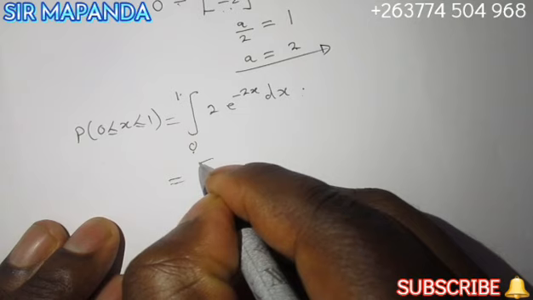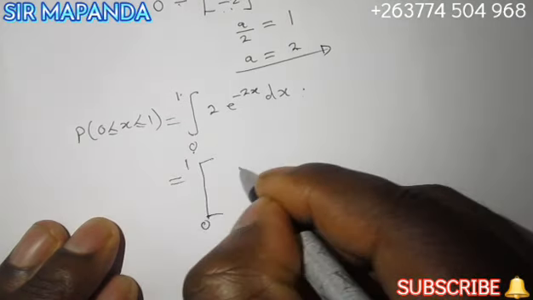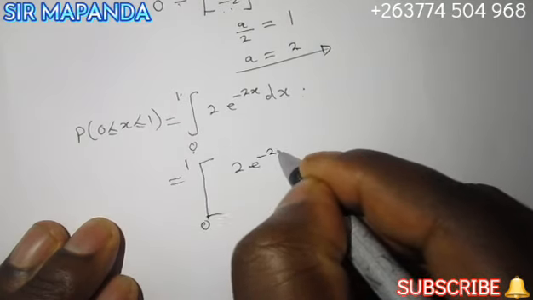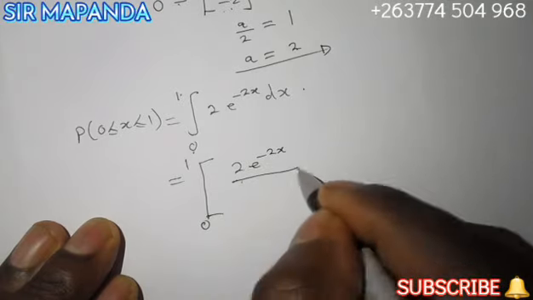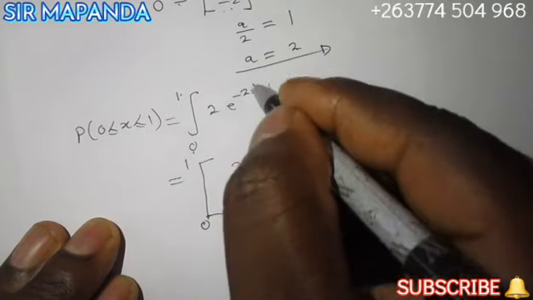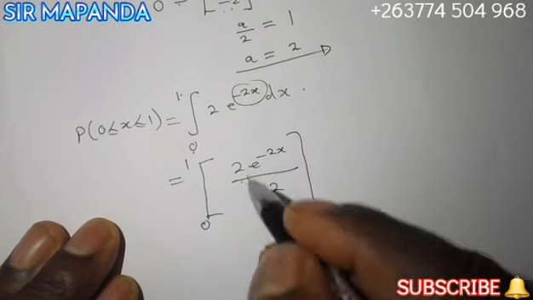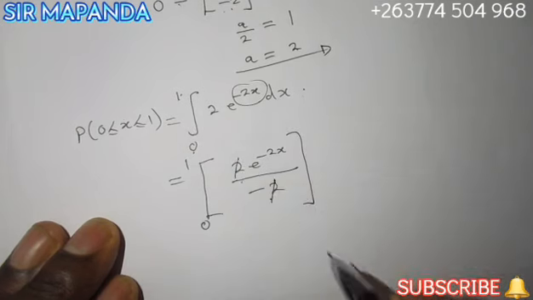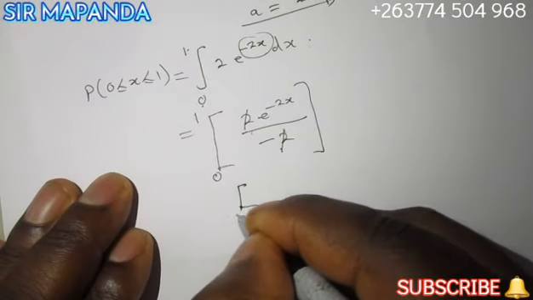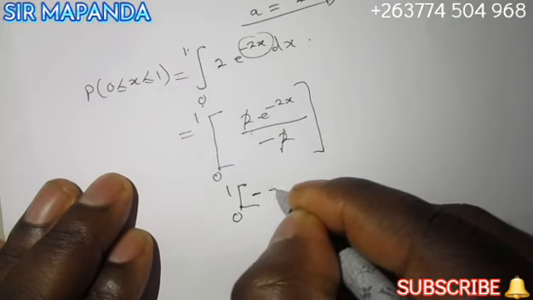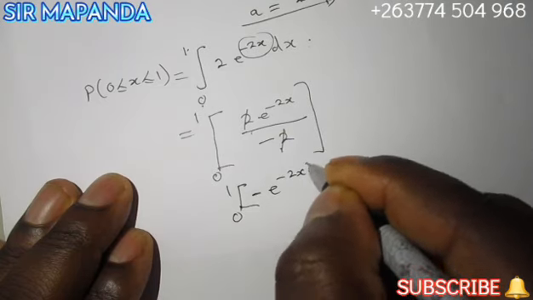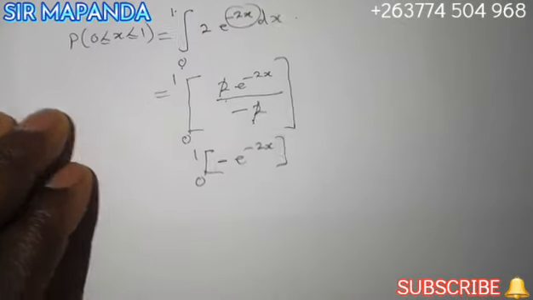So remember, to integrate an exponential, write down the exponential as it is divided by the derivative of the power, which is minus 2. Something like this. In this case, you can notice that 2 and 2 cancel out each other, leaving you with negative e to the power of minus 2x. I hope you are following, class.